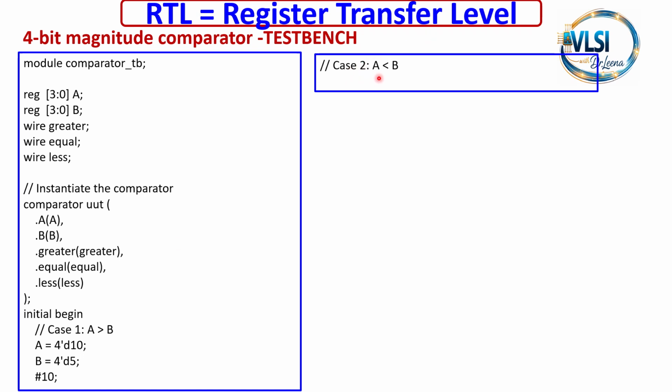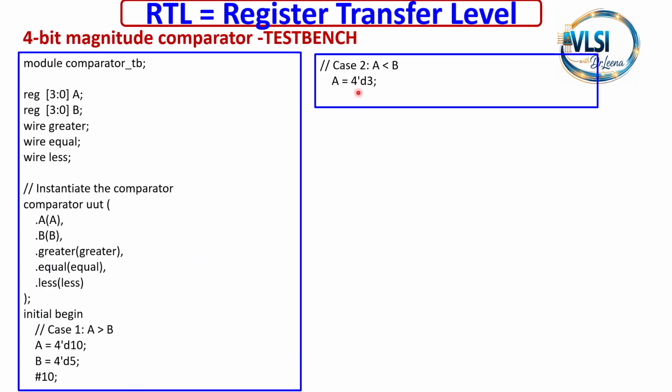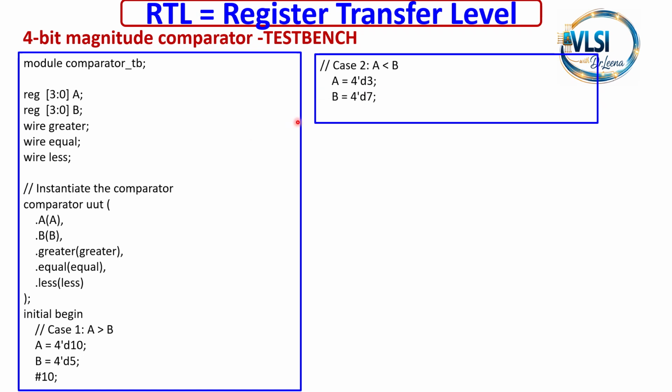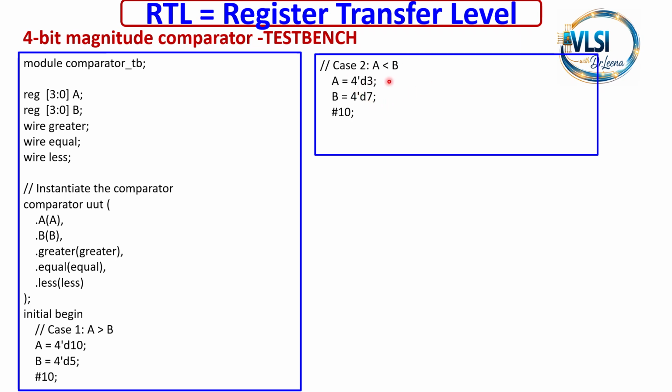And look at this. The second case is A less than B. And we are giving A is equal to 4-bit decimal, and it is 3. So the A value is 3. And here the B value given is 7. So here, look at this. A is less than B. That is 3 is less than 7. So obviously less than is going to be 1. After doing this case, it waits for 10 time units and it executes the next one.